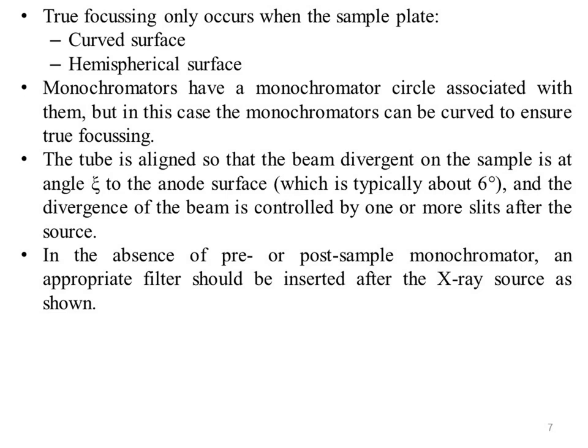Monochromators also have a monochromator circle associated with them, but in this case the monochromators can be curved to ensure true focusing. The tube is aligned so that the beam divergent on the sample is at a small angle to the anode surface, which is typically about 6 degrees, and the divergence of the beam is controlled by one or more slits after the source. In the absence of a pre or post sample monochromator, an appropriate filter should be inserted after the X-ray source as shown.